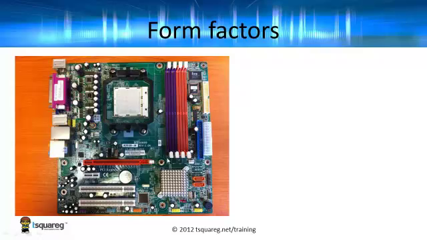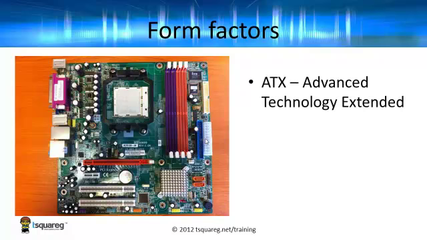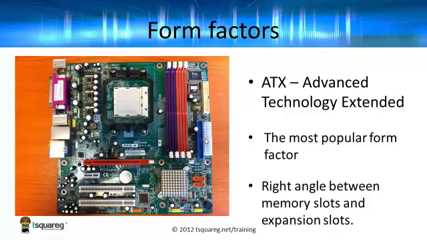And that's important to remember, because the first form factor that we're going to talk about is the ATX, the Advanced Technology Extended Board. It's the most popular form factor. You go and buy a motherboard today, it'll probably be an ATX board. The key thing to remember when identifying it is this 90-degree angle or right angle. The memory slots, that's what these are, are always at a right angle to the expansion slots over here.